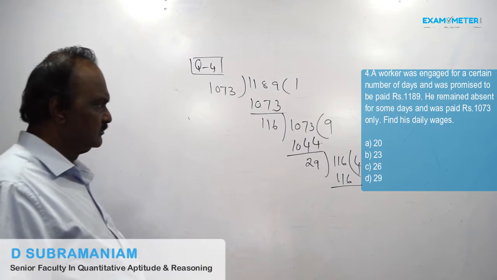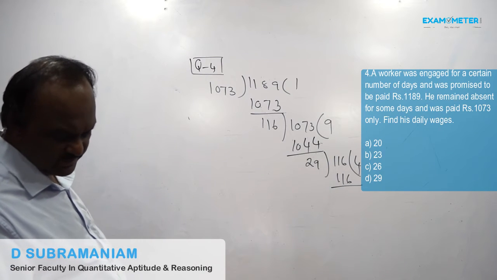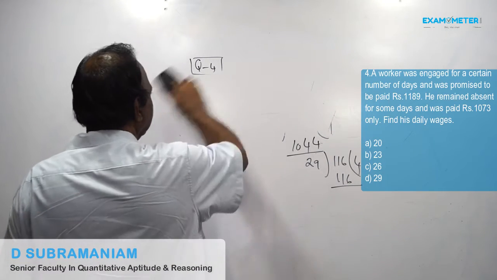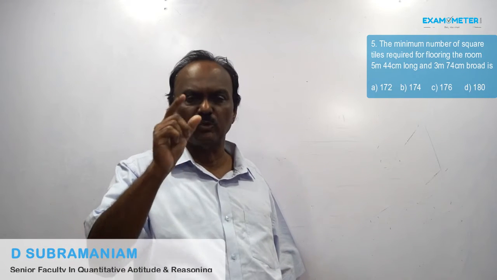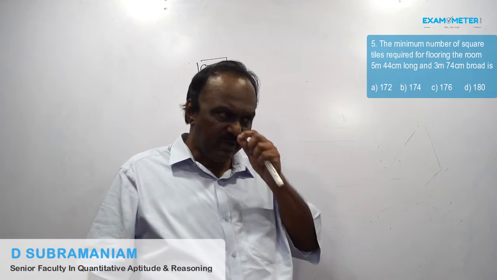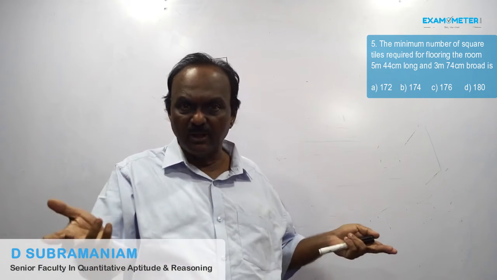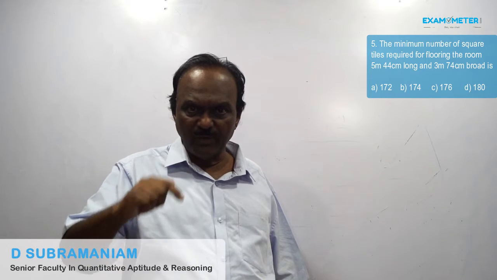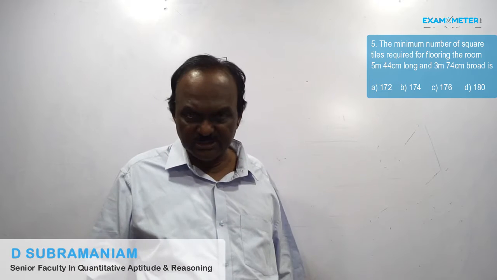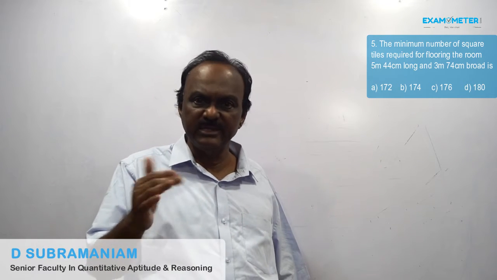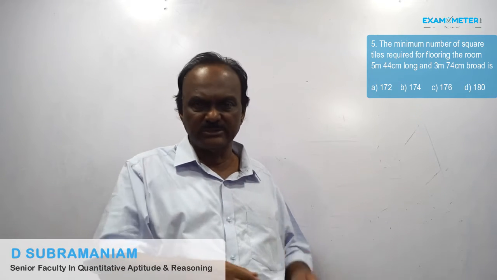29. So answer is 29. Multiple choice D. Question number 5. We have to find out the minimum number of square tiles. Since we have to find out the minimum number of square tiles, the area of the tile should be the largest. So we have to find out the HCF of 5 meter 44 centimeter and 3 meter 74 centimeter.